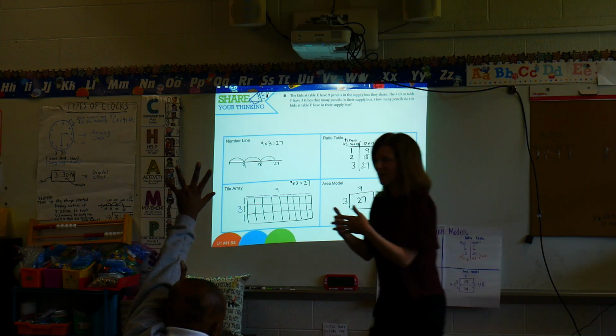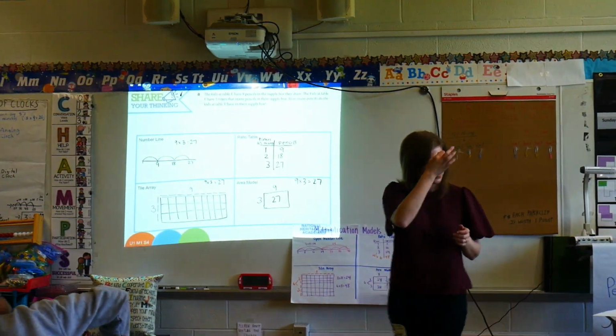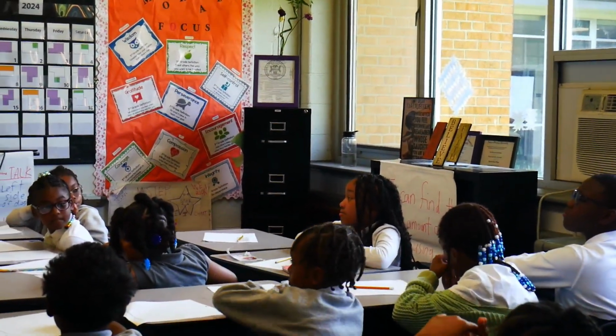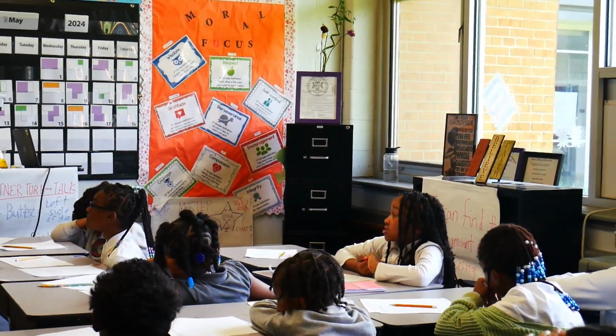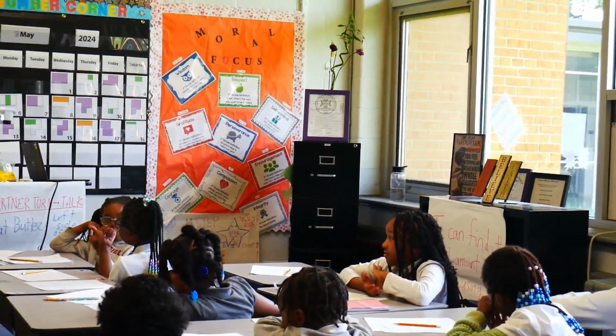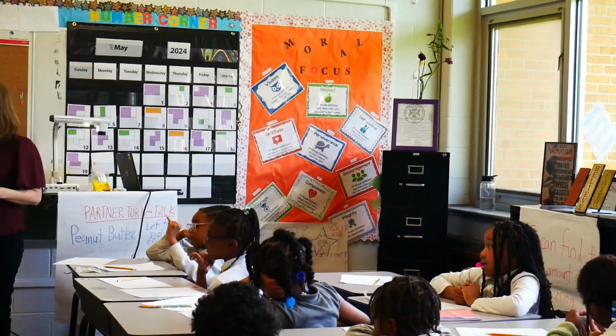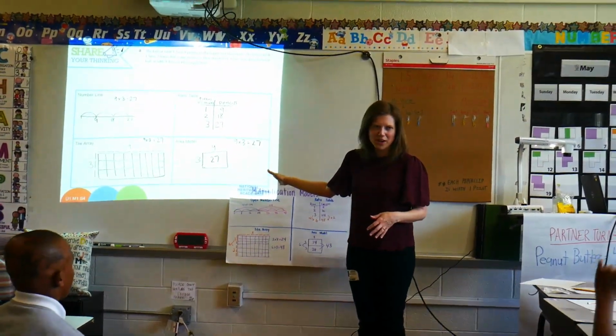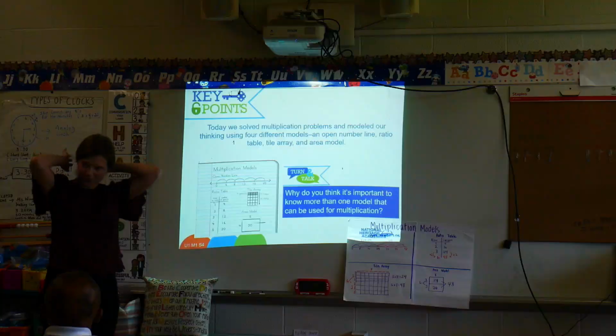What else is different about them is that they all have different ways to get the answer, to get the product of 9 times 3. Oh, I love that. So she said these are all different ways we can model our thinking of getting the product of 9 times 3.